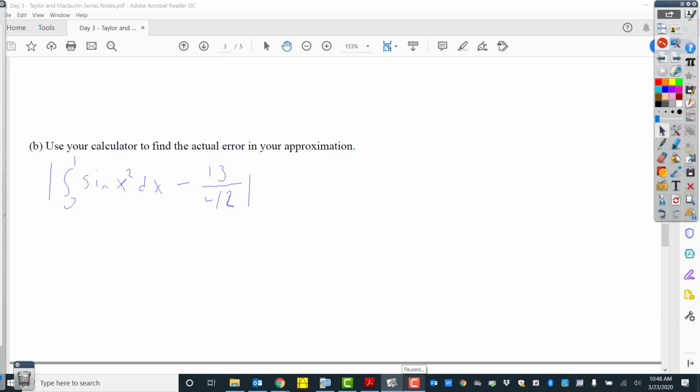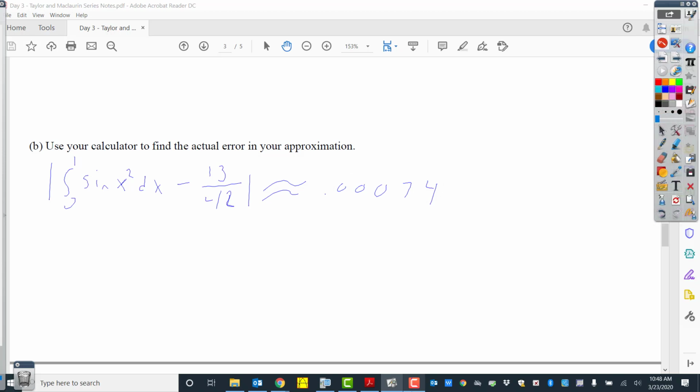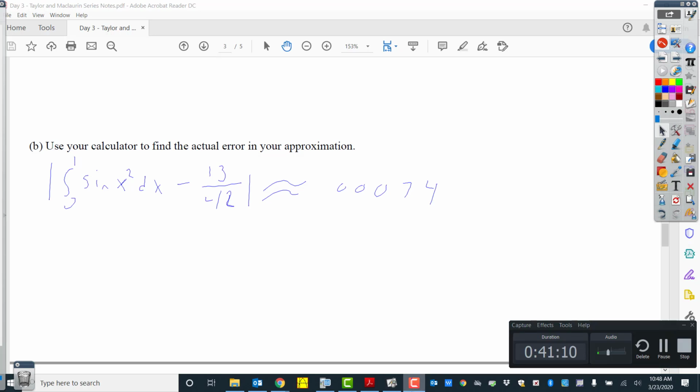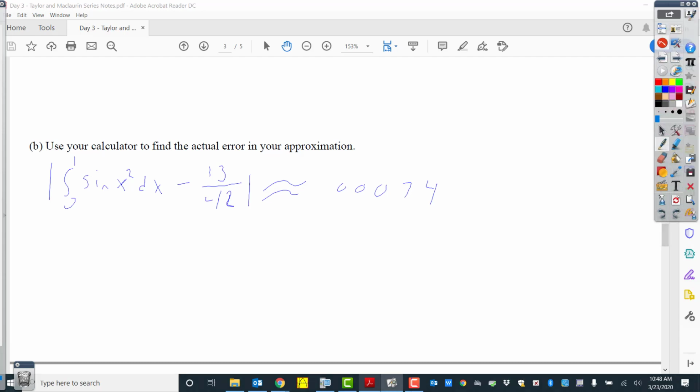All right, so this should end up being approximately 0.00074, I think. Let me double check that real quick. Yes, 0.0007444 technically. Okay, and so this is definitely less than 1/1000th. So we have an error that is less than 1 over 1,000.